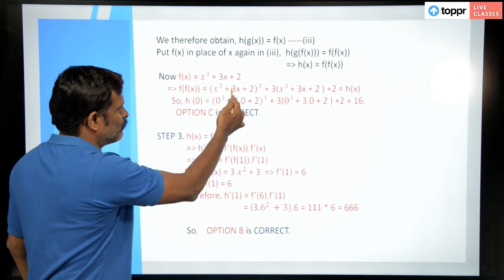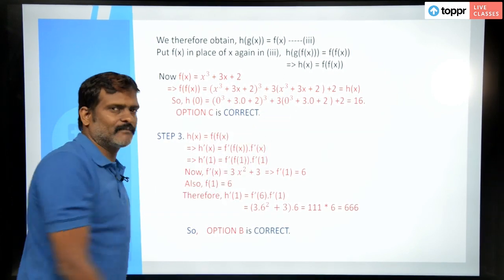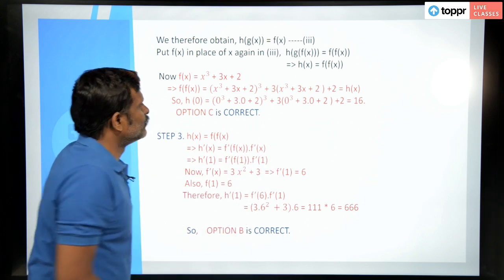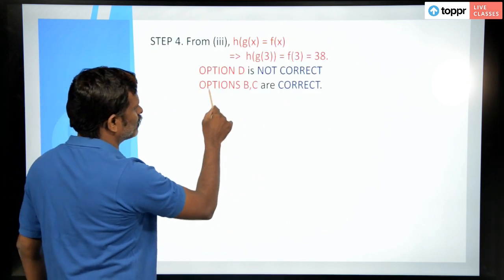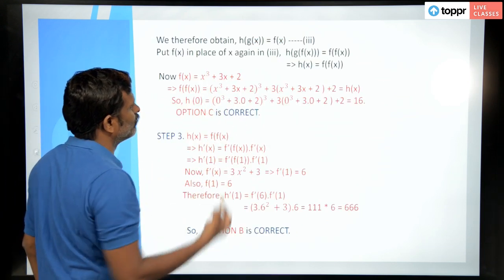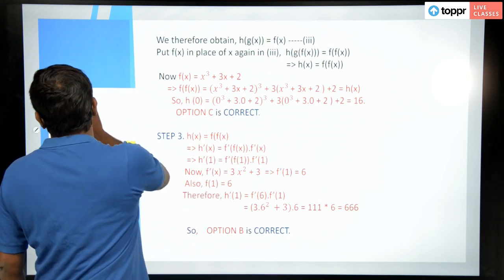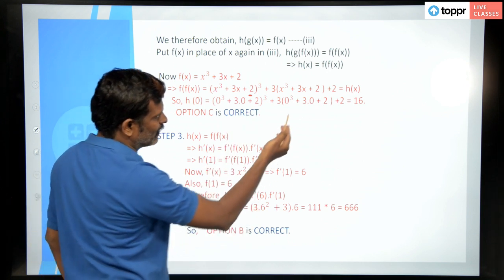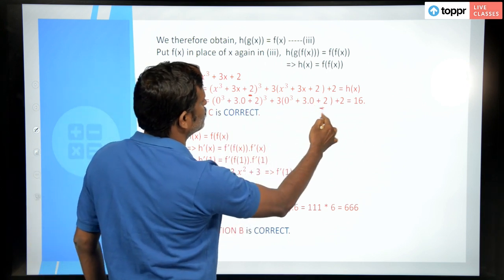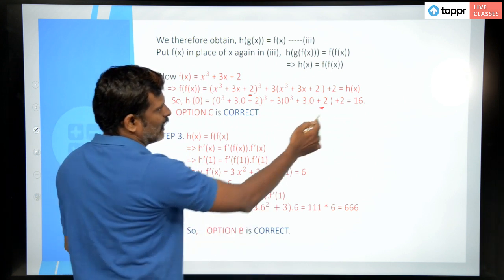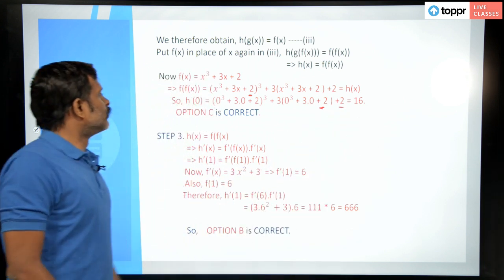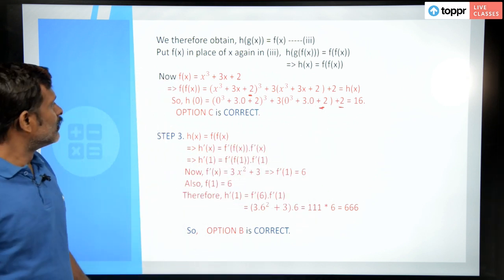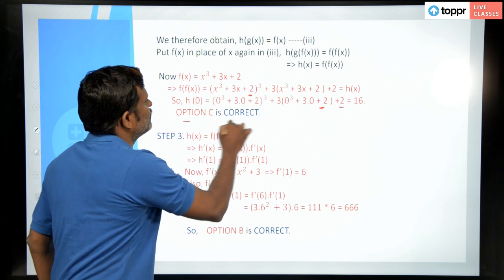So I substituted this in the place of x everywhere, right. Then h of 0 is simply substituting 0, and these two terms vanish, like 0 and 0. So what is left is: 2 cube is 8, and here it is 3 times 2, which is 6, and this is 2. So its value is 16: 2 plus 6 is 8, 8 plus 8 is 16. So our option C is correct.